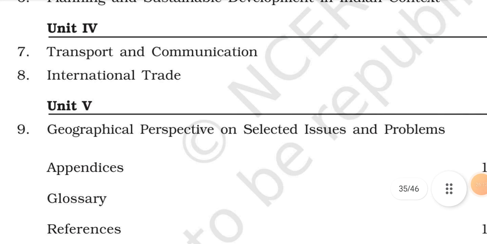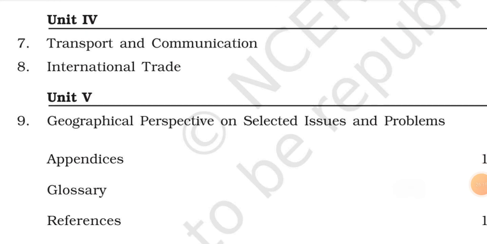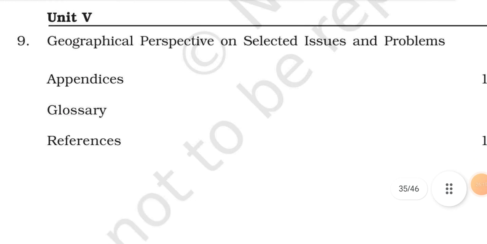Unit 4 7 Transport and communication. 8 International trade. Unit 5 9 Geographical perspective on selected issues and problems. Appendices, glossary, references.